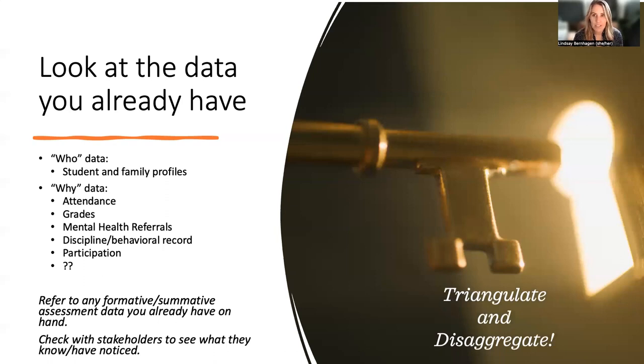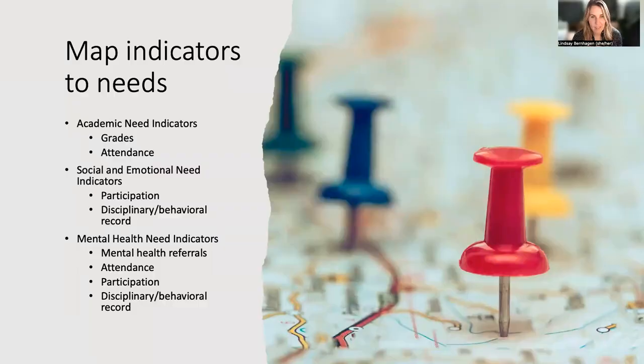The next important thing to do when you're working with data and trying to make a strong case for why you need money is to triangulate and disaggregate. So before we get to those specific things, let's talk a little bit about mapping data indicators to specific needs.